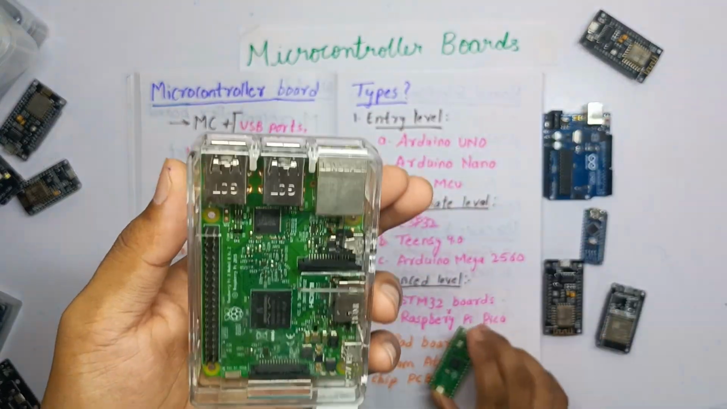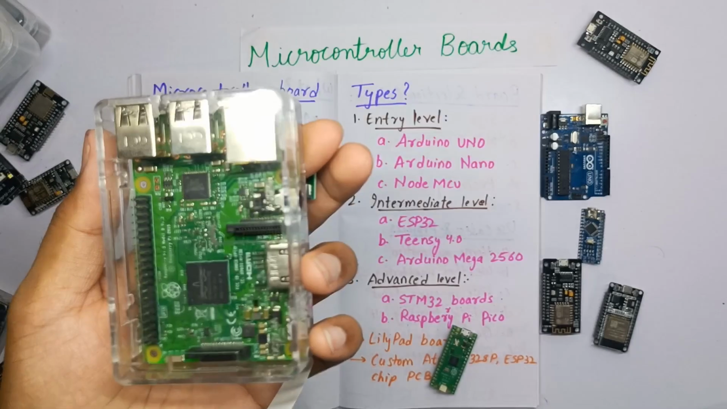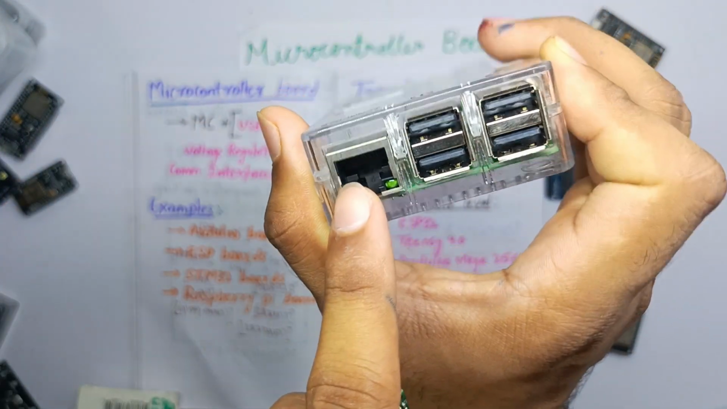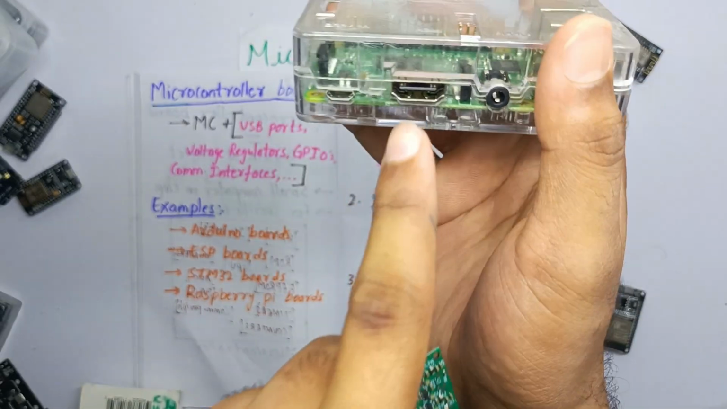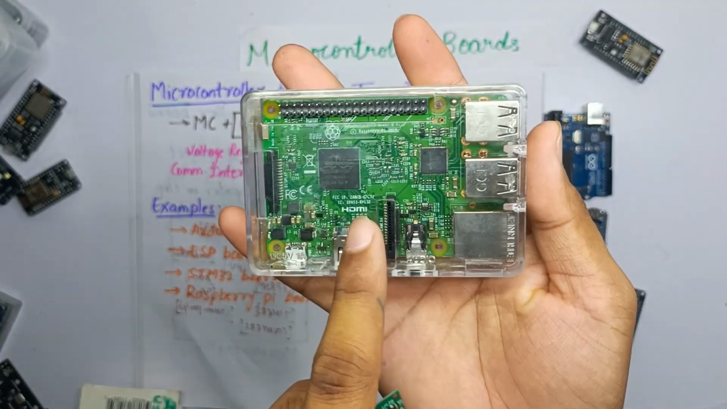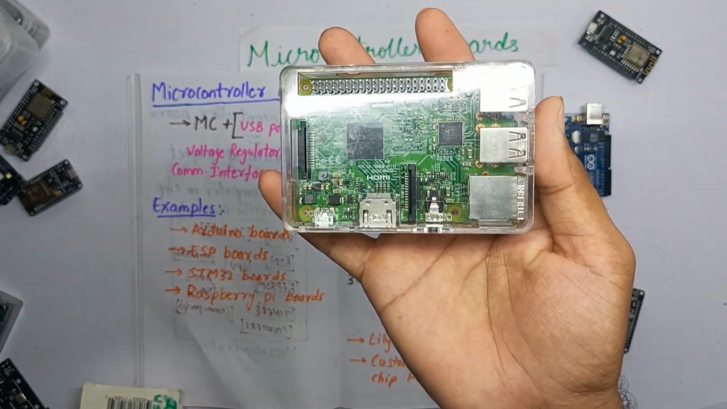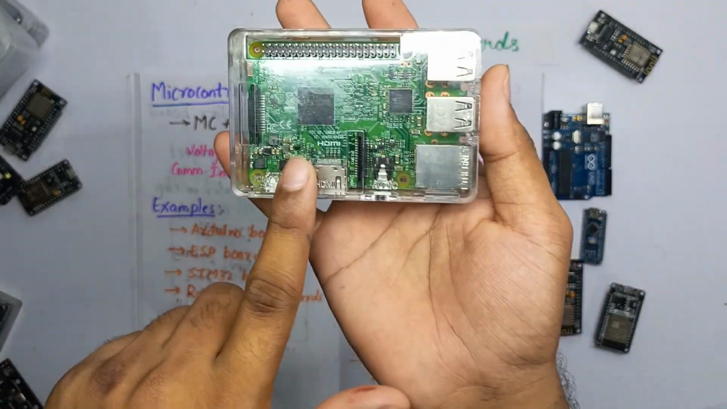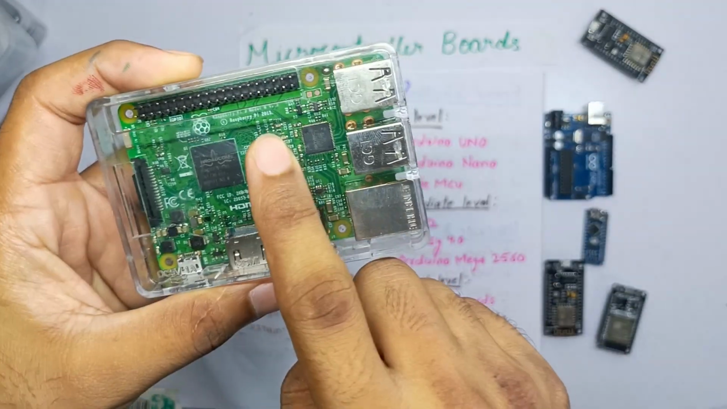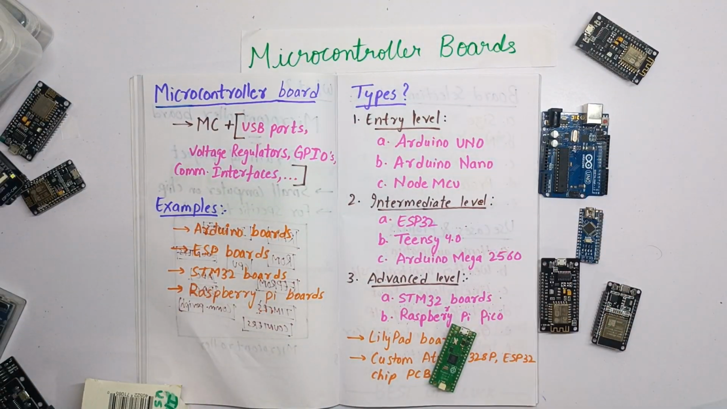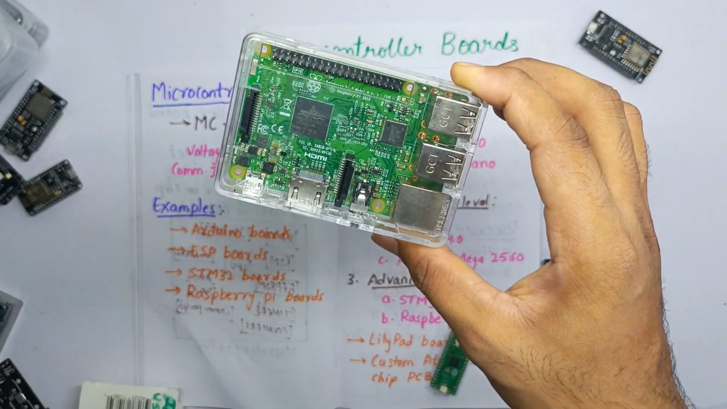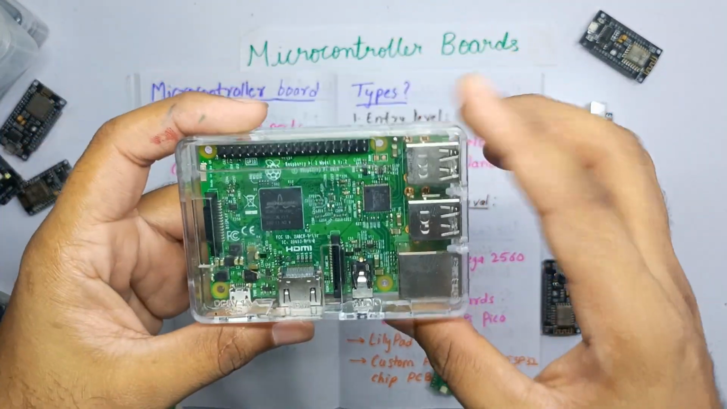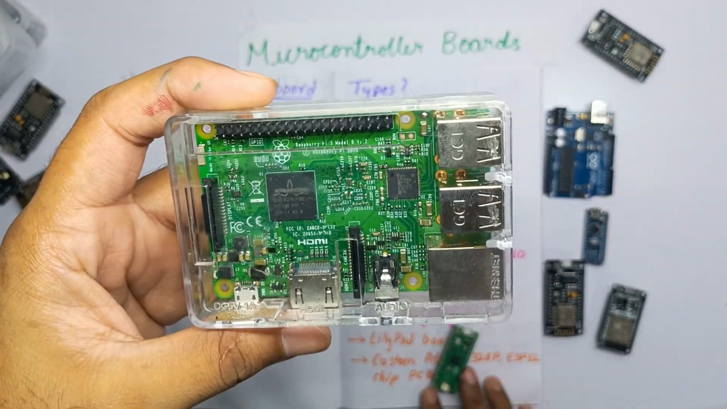Unlike these microcontroller boards, this can also be called a mini computer, because if you connect the Ethernet cable here, keyboard, mouse and monitor here, you can use it similar to the CPU that you have at your homes connected to your desktop. This is so powerful that you cannot compare this board with all the other microcontroller boards. This is a processor that can also be referred to as a mini CPU.